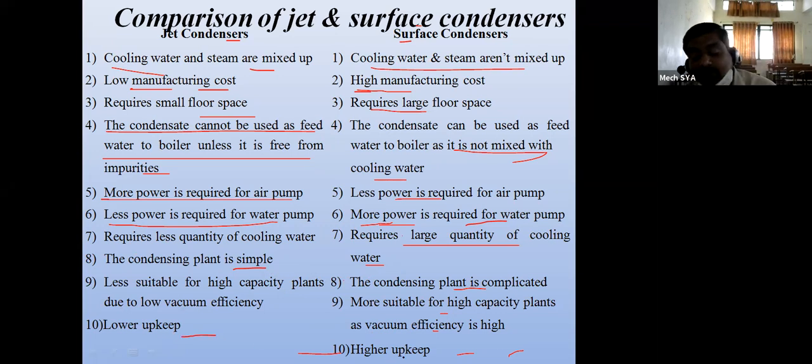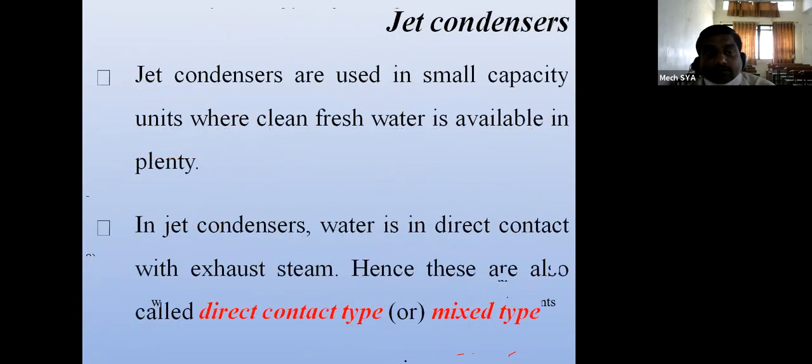Higher upkeep is required for the surface condenser because manufacturing is somewhat more difficult, and we have to maintain the vacuum carefully. Now, up till now, if anybody is having problems, please mention it.